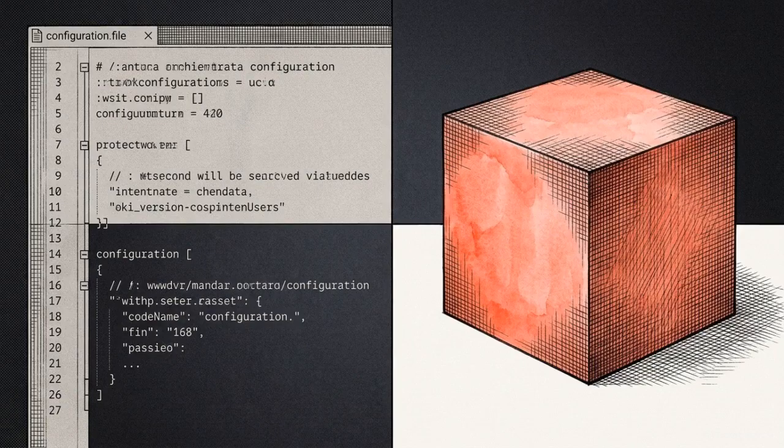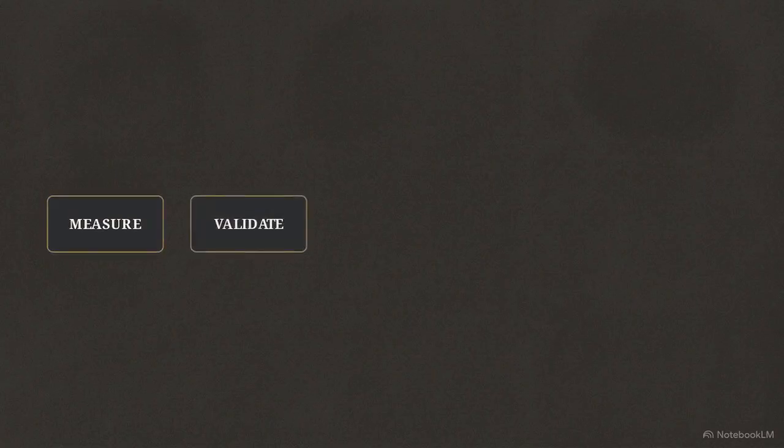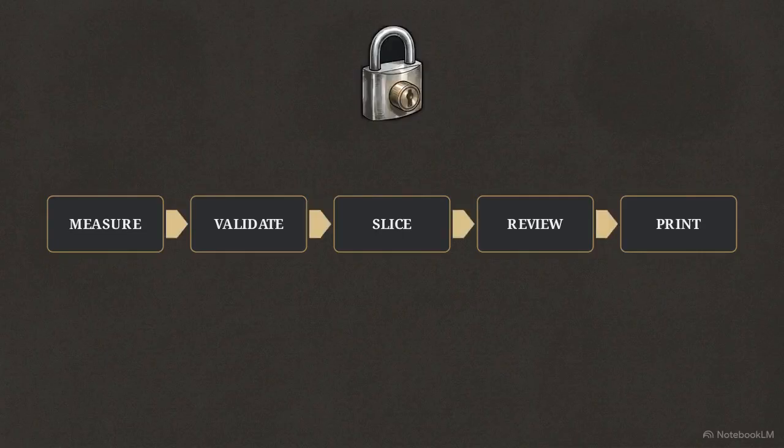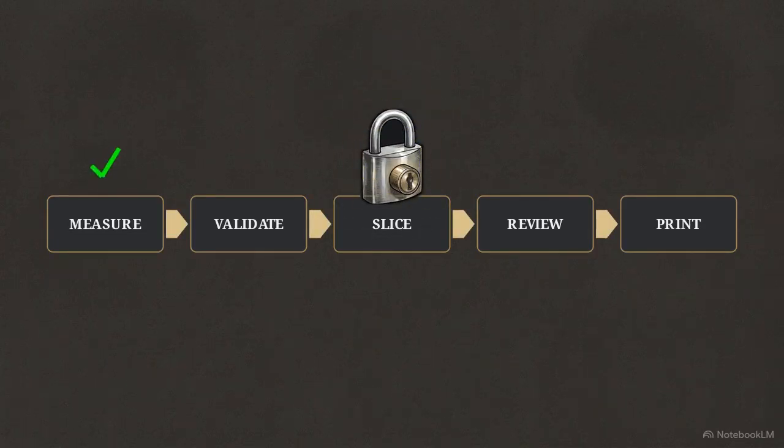We need a deterministic system, a structure where fixed inputs reliably generate exact expected outputs every single time. This system operates on strict sequential rules: measure, validate, slice, review, and finally print. This sequence is absolute. It happens in that exact order, and no step is ever skipped.